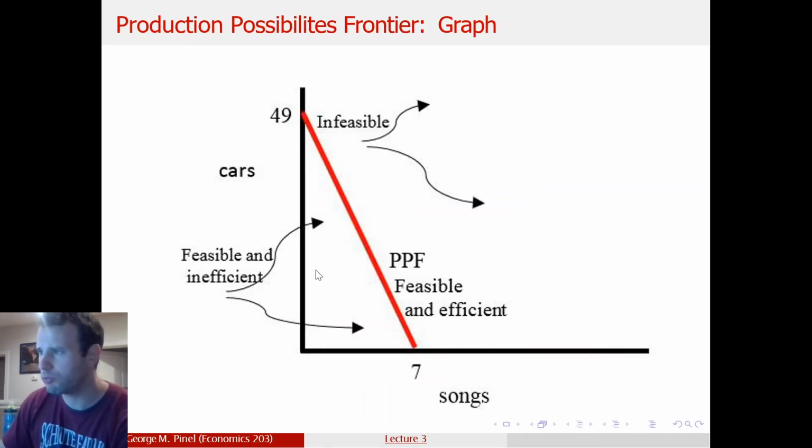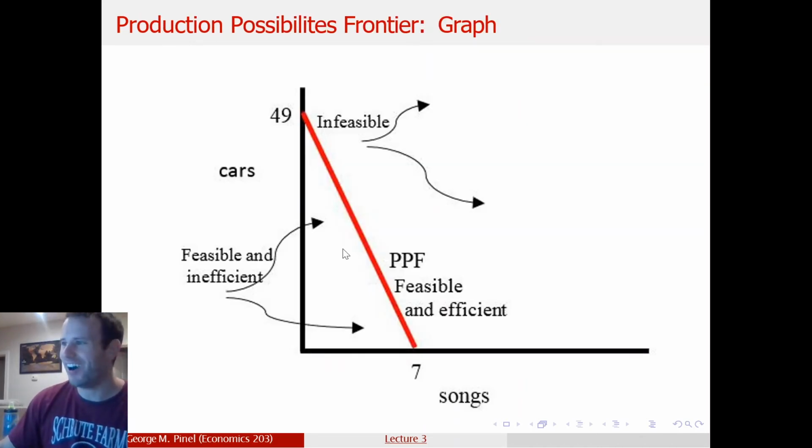So under the line is everything that's feasible, and that includes on the line, because he can make 7 songs, he can make 49 cars, and he can make combinations in between. So those are feasible on the line. Under the line is also feasible, and above the line is infeasible.